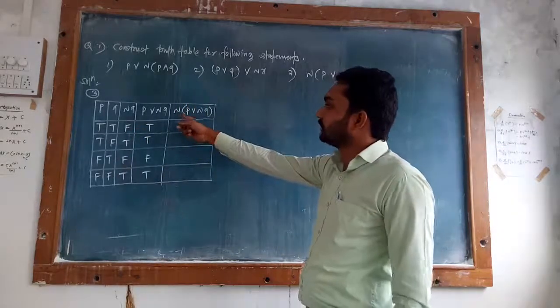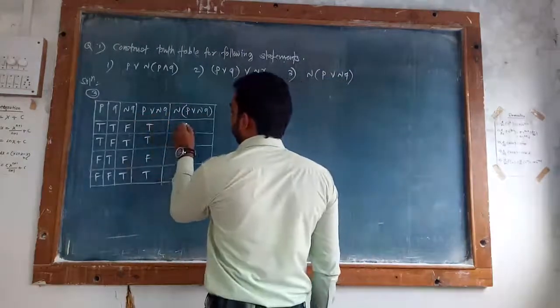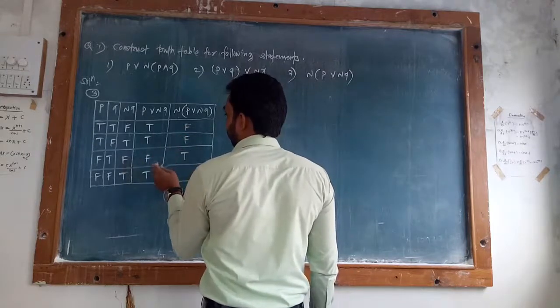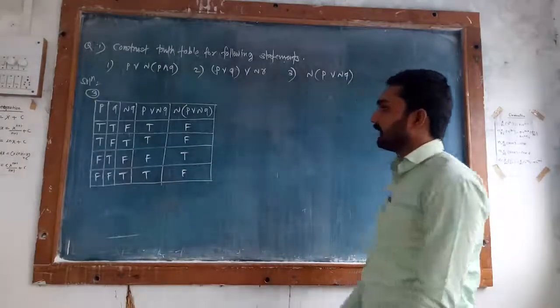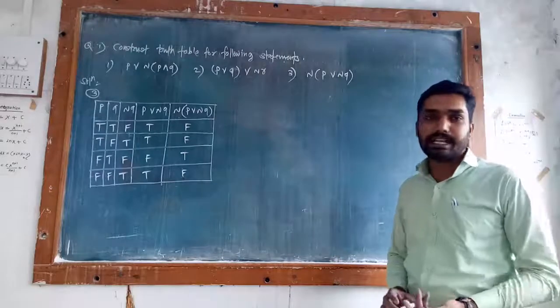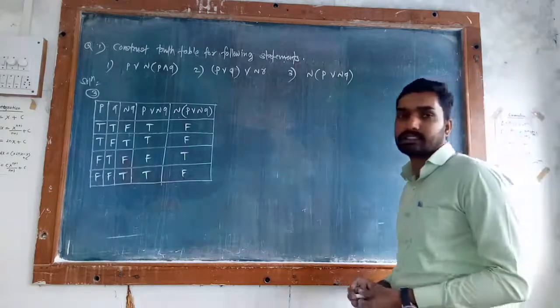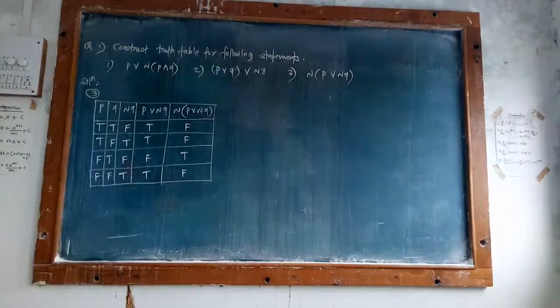For your last column, take the negation of the fourth column. Negation of T becomes F, negation of T becomes F, negation of F becomes T, negation of T becomes F. This is your last column. It contains both values, T and F, so this third proposition is a contingency. So these are the 3 examples where you have to make the truth table. Next question.